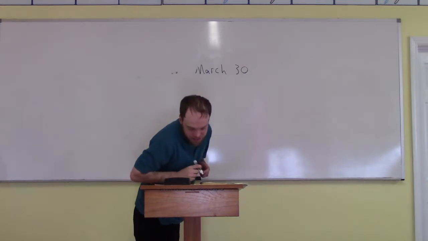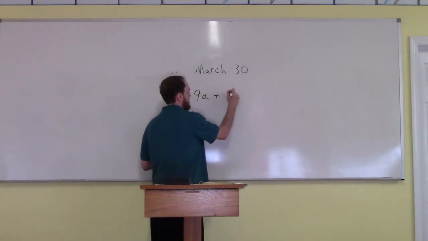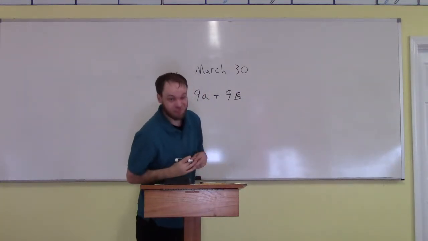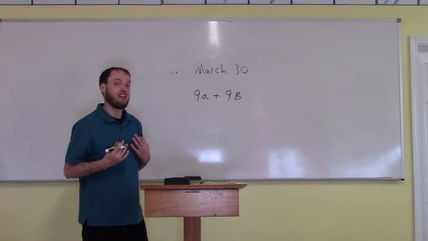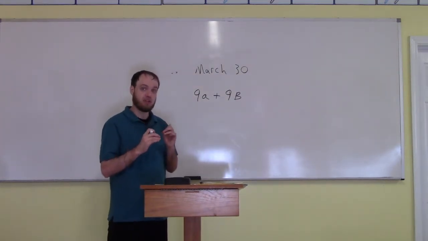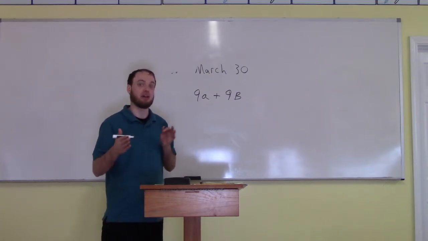Number 1 says 9A plus 9B. Okay, so the first thing you're just telling is if they're like or unlike. So remember, like terms have exactly the same variable, exactly the same exponents, they're exactly the same object, and then you're just counting how many of them you have.